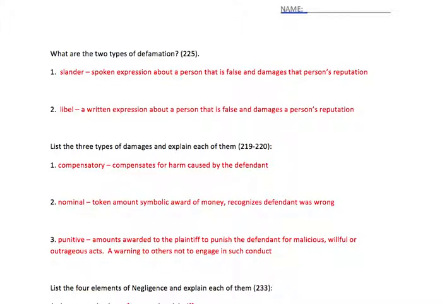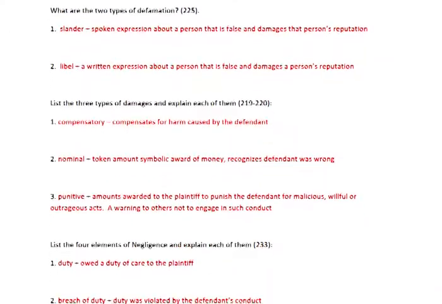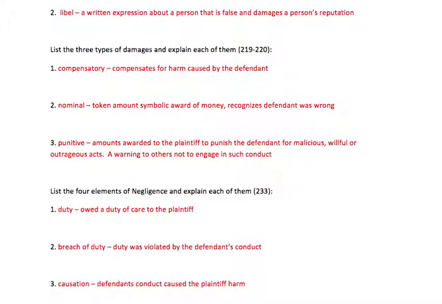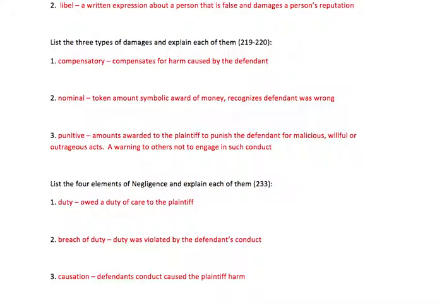Now, the three types of damages: compensatory, to compensate for whatever was done, all the harm that was done that was caused by the defendant. Nominal is more of a symbolic award, so maybe $1, just kind of recognizing that the defendant was in the wrong. And then punitive, again, in that word punish, amounts awarded to the plaintiff to punish that person, maybe for that malicious or wrongful act. And again, it warns other people and companies not to engage in the same type of destructive conduct.